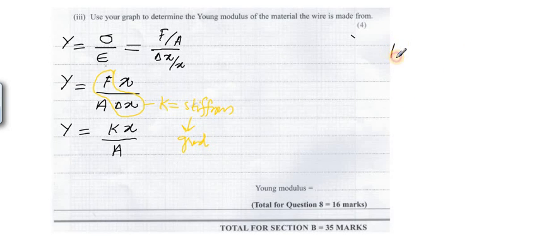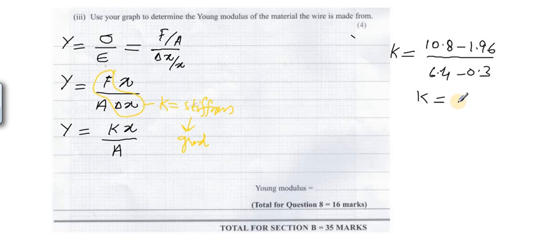So from the graph, k would be equal to 10.8 minus 1.96 divided by 6.4 minus 0.3. So k would be equal to 1.449, approximately 1.5 Newton per meter. This is my k, and then I can use this k in this equation.